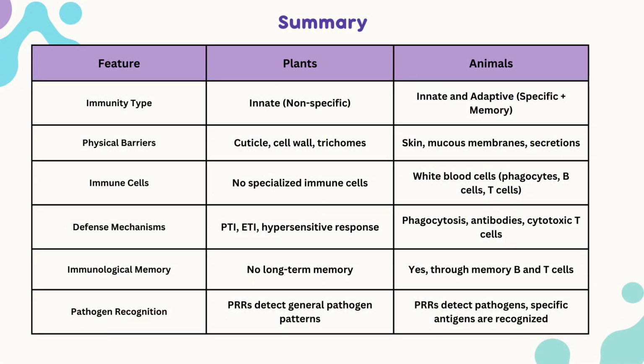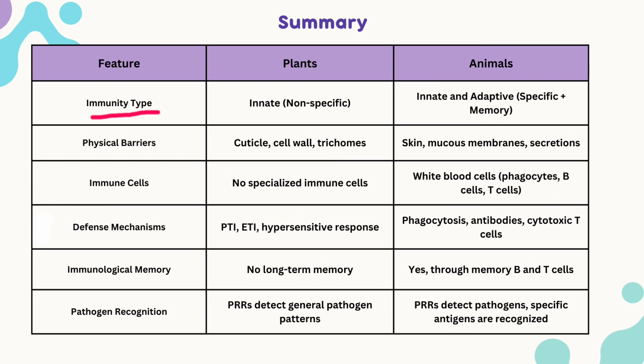So we are done now discussing how the immune system works in plants and animals. So here is the summary of the whole presentation on the immune system and how it works in animals and plants. So without further ado, let us begin. The first feature is immunity type.